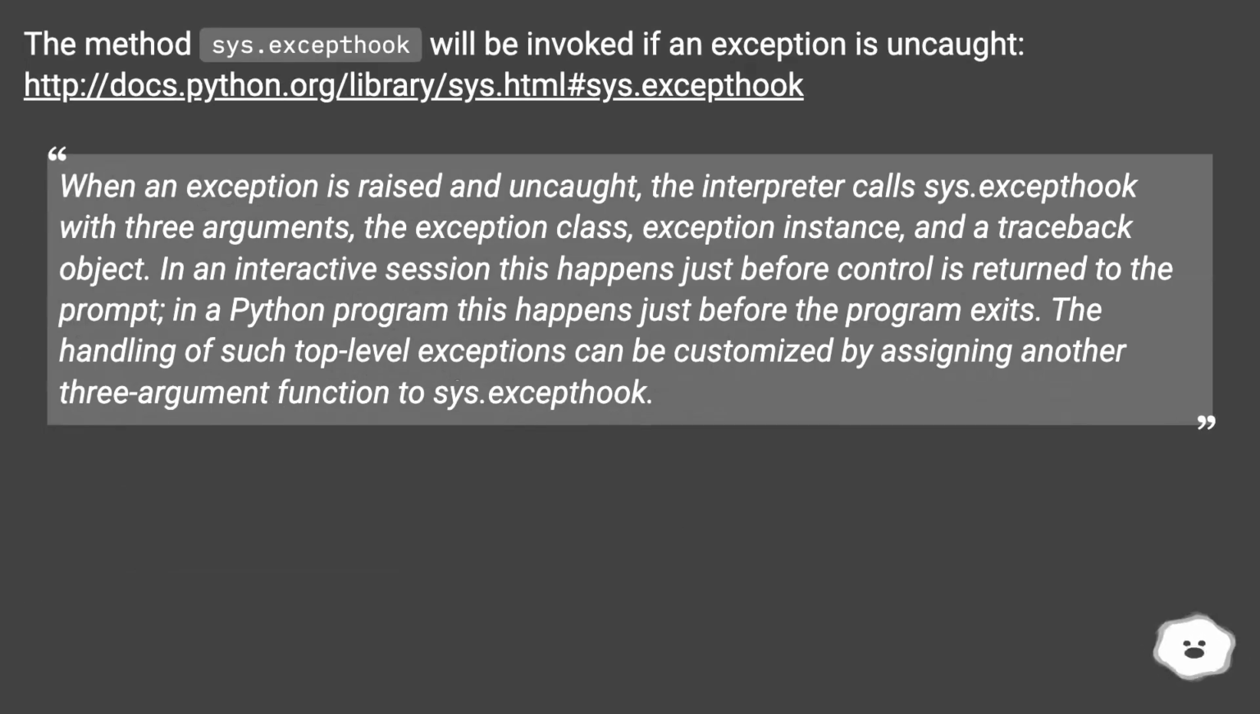The method sys.excepthook will be invoked if an exception is uncaught, this URL. When an exception is raised and uncaught, the interpreter calls sys.excepthook with 3 arguments, the exception class, exception instance, and a traceback object. In an interactive session this happens just before control is returned to the prompt. In a Python program this happens just before the program exits. The handling of such top-level exceptions can be customized by assigning another 3-argument function to sys.excepthook.